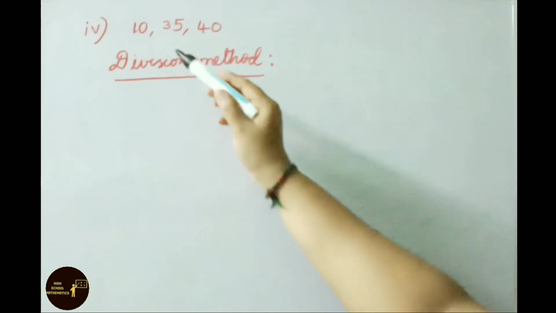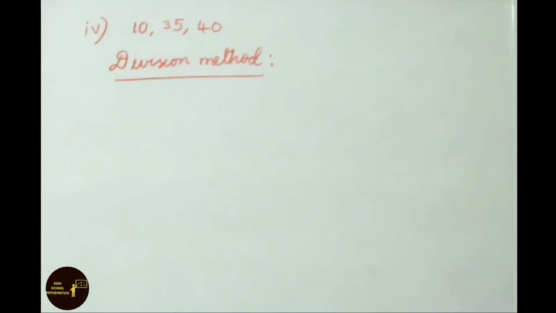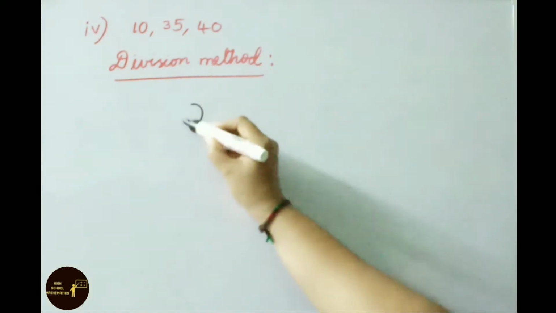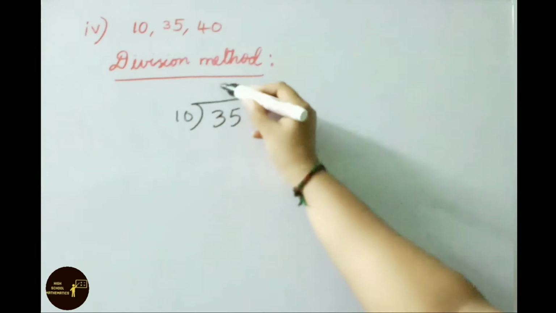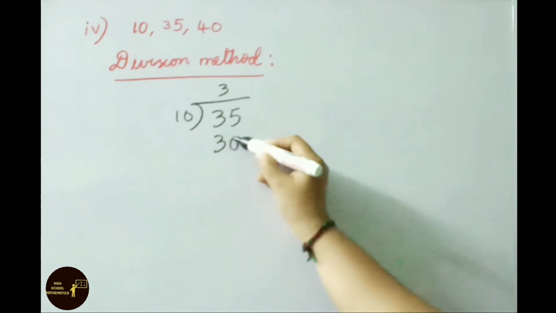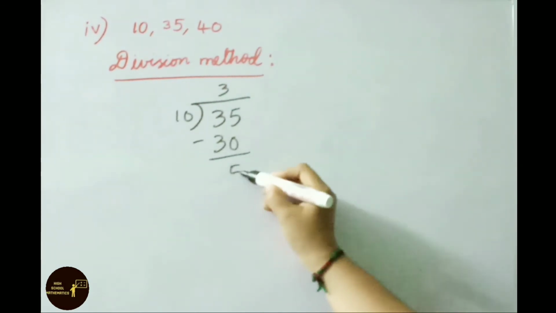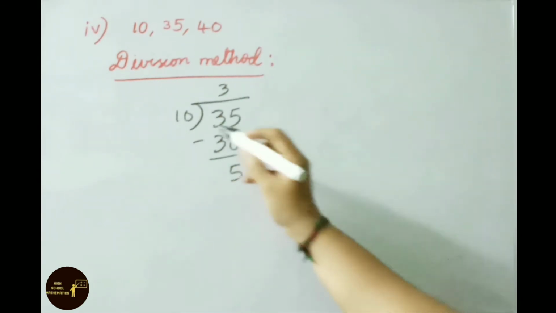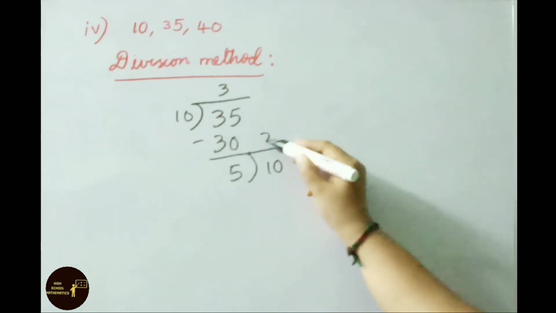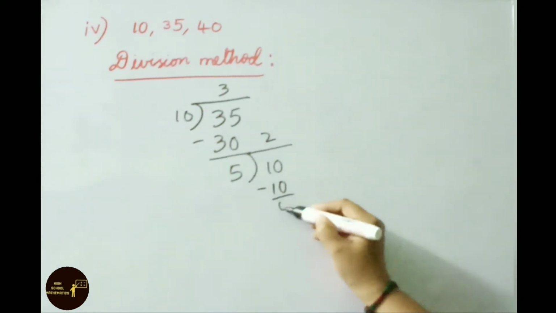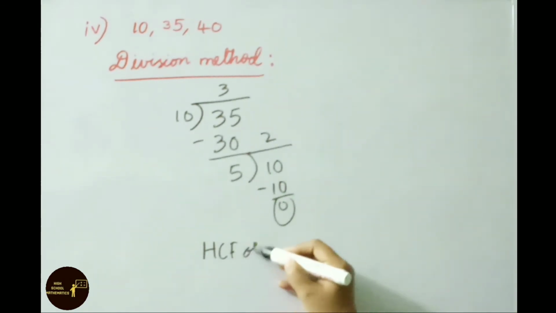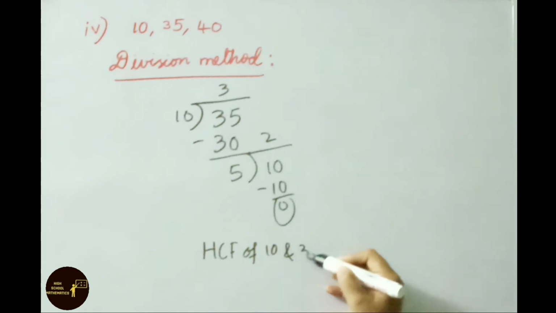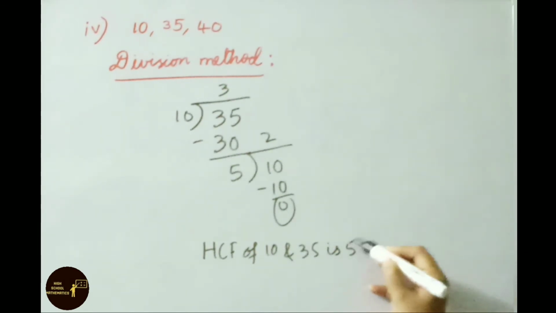See fourth sum now, 10, 35 and 40. We shall do the HCF by division method. By 10, we are going to divide 35. 10 3s are 30. 35 minus 30 is 5. Now with this 5, divide this 10. 5 2s are 10. So 10 minus 10 equals 0. Therefore, HCF of 10 and 35 is 5.